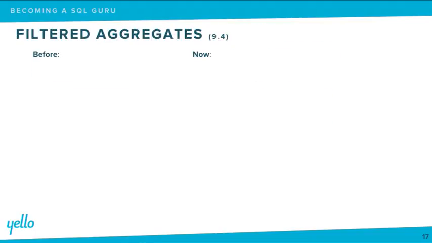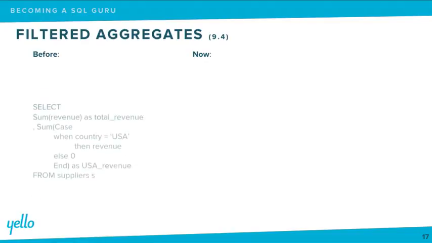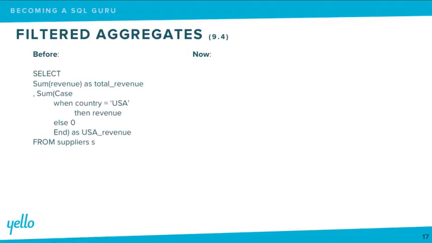Okay, filtered aggregates. This was introduced in 9.4, so it's somewhat recent. It's actually very convenient. So in the past, if you wanted to, let's say, get a total revenue, but then I also wanted to show from all of my suppliers revenue just for the US. To do this before, I had to do something like this.